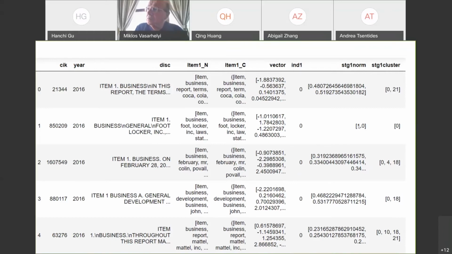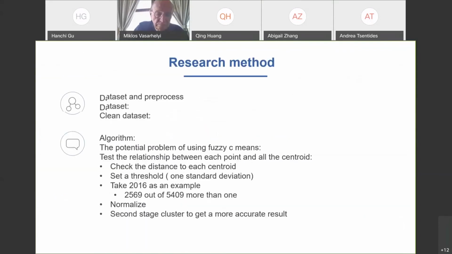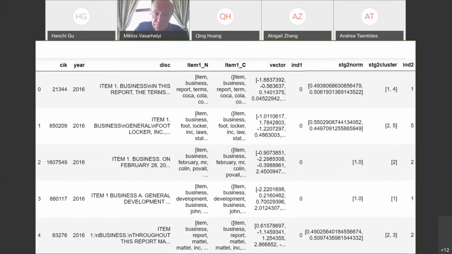It gets the same answer as the literature. And if we do a second stage on it, we can know that this one belongs to the first stage cluster of 0, and further clustering told us it also belongs to 1 and 4 for the sub clustering, and we also have a proportion to show us the relationship between them.